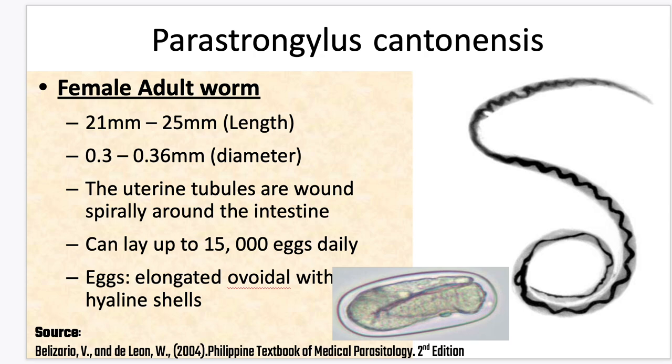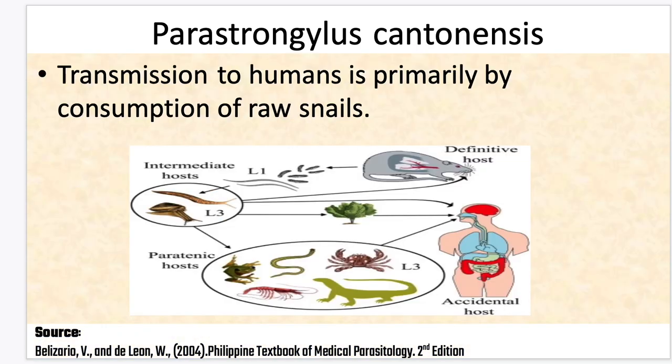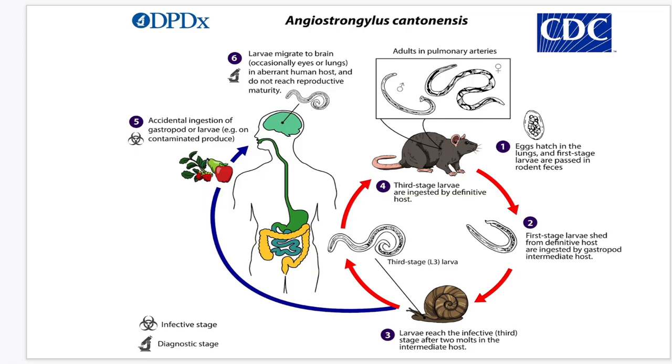So, they can lay up to 15,000 eggs daily, and the eggs are described as elongated ovoidal with hyaline shells. So, transmission, they are from contaminated vegetables and paratenic hosts such as freshwater prawns, crabs, and frogs may also play a role in transmission. So, for humans, the transmission is primarily by consumption of raw snails.